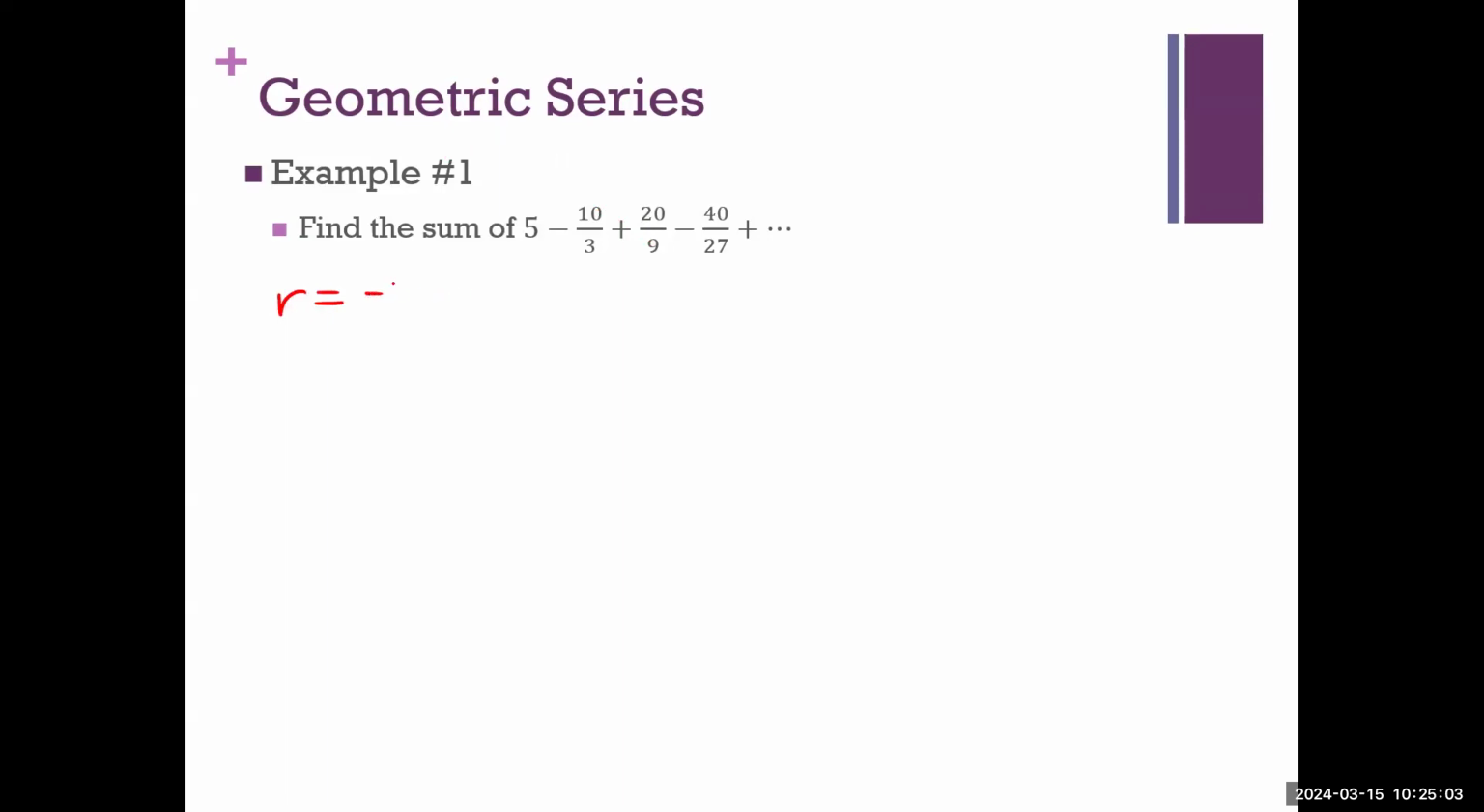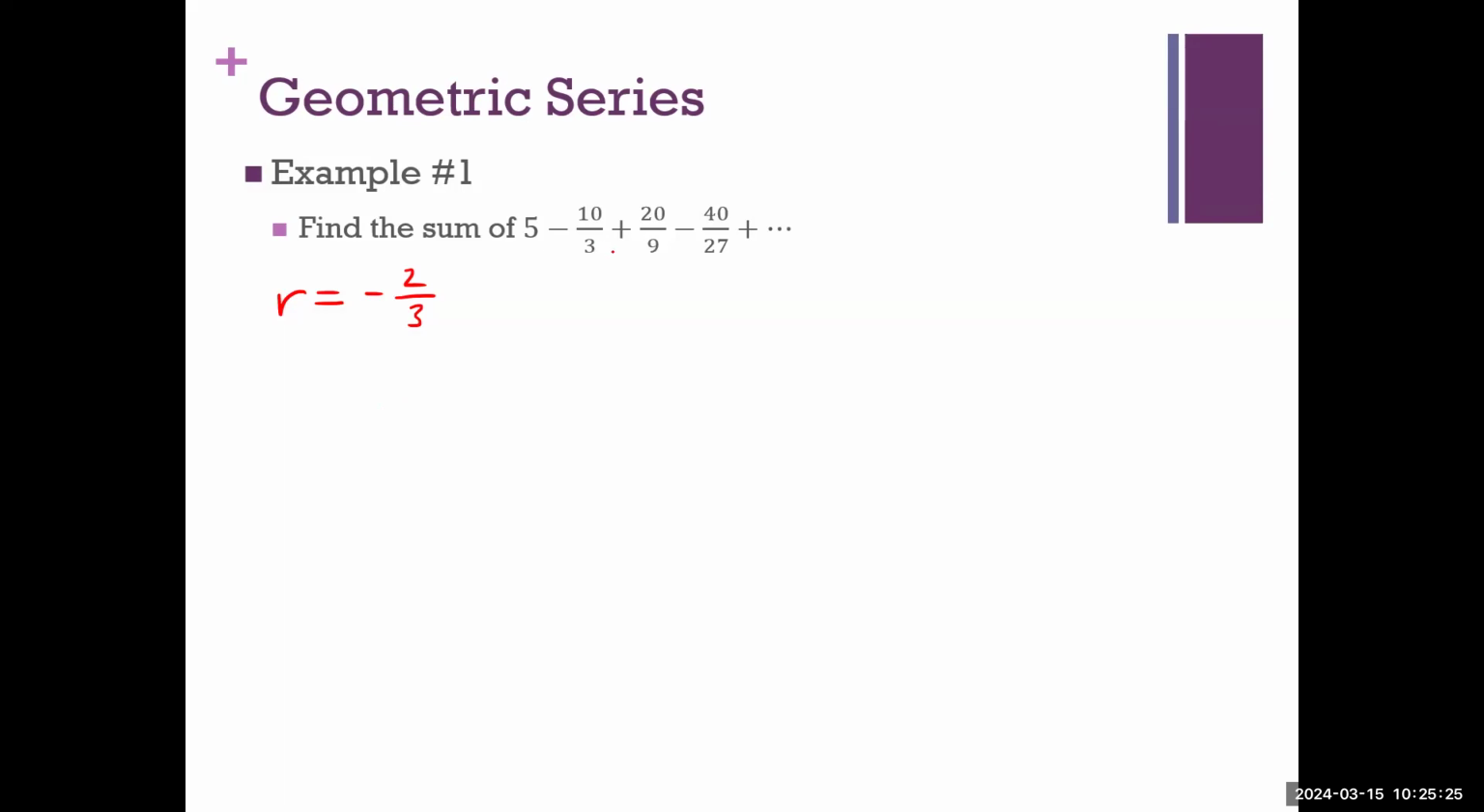Negative 2/3. And I multiply any of the terms I've given you to get the next one. So what is negative 10/3 times negative 2/3? That should be 20/9, right? Good question. Where'd negative 2/3 come from?